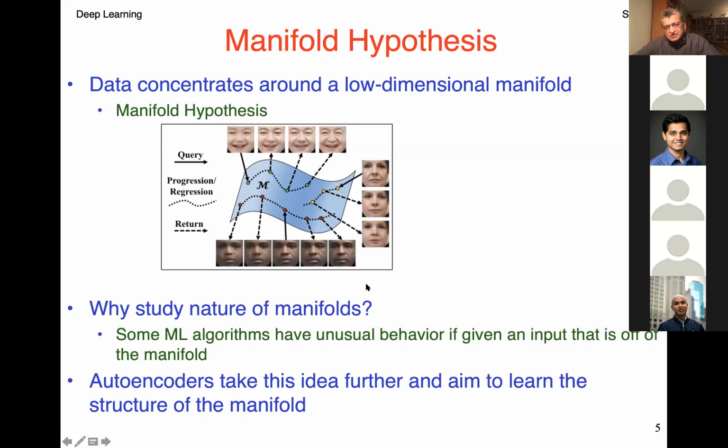So what is the purpose of studying the nature of these manifolds? Some machine learning algorithms have unusual behavior if given an input that is off of the manifold. It has learned these things, but if you give something off of this manifold, you're not going to be able to predict the kind of performance it might get.